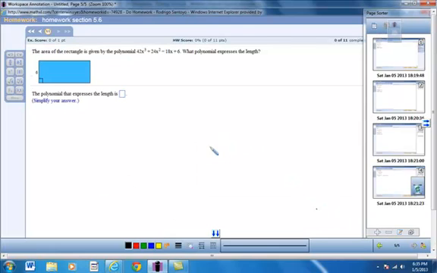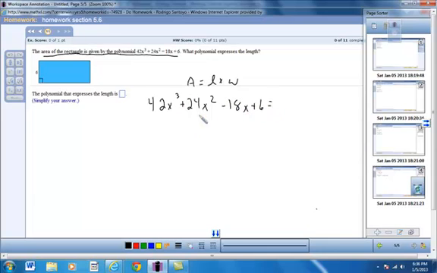So this last one, it says the area of a rectangle is given by this polynomial. What polynomial expresses the length? So let's recall the area of a rectangle is length times width. They're telling us that the area is that. So we're going to just replace A with that. 42x^3 plus 24x^2 minus 18x plus 6 equals, well, the width is 6 times the length. Well, how do we get L by itself? We divide by 6.